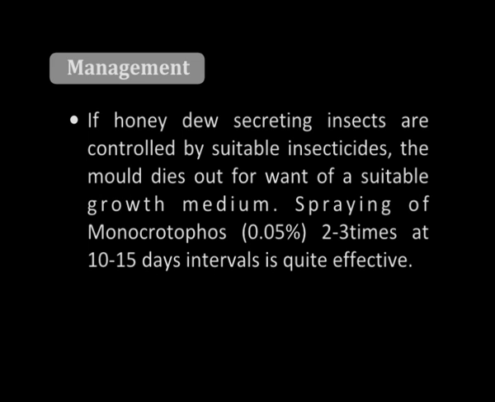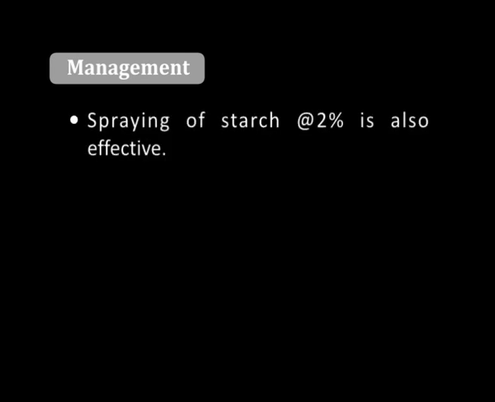Now coming to the management of the disease. If honeydew secreting insects are controlled by suitable insecticides, the mold dies out for want of a suitable growth medium. Spraying of monocrotophos at the rate of 0.05%, 2 to 3 times at 10 to 15 days interval, is quite effective. Spraying of starch at the rate of 2% is also effective.